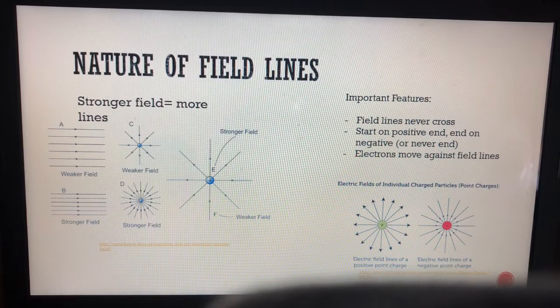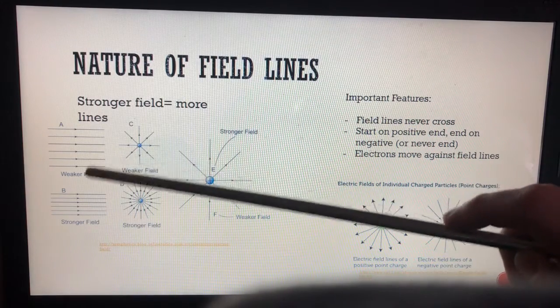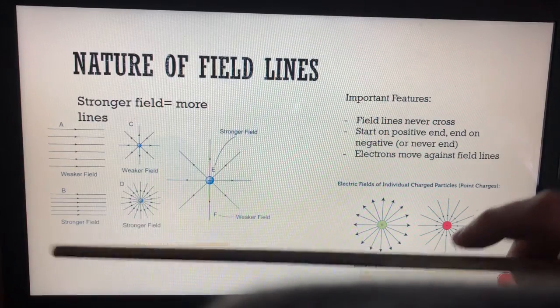Secondly, we can understand that more dense field lines correlate to a stronger electric field. The more lines that there are in a defined space, the stronger the field. So let's walk through some examples here at the left to make sure that this makes sense. Obviously you see in A and B here that in A, the lines are further apart and they're closer together here in B, so that's a stronger field.